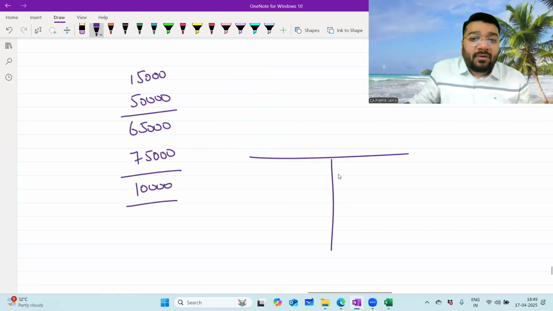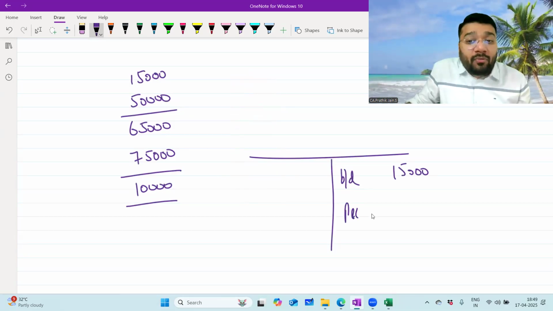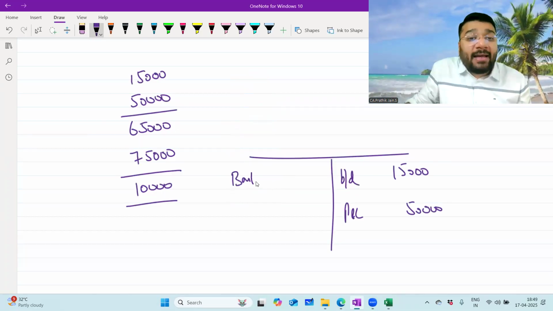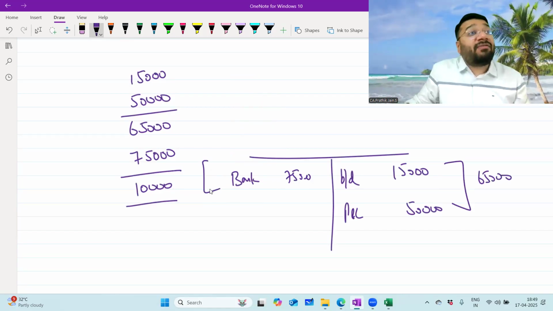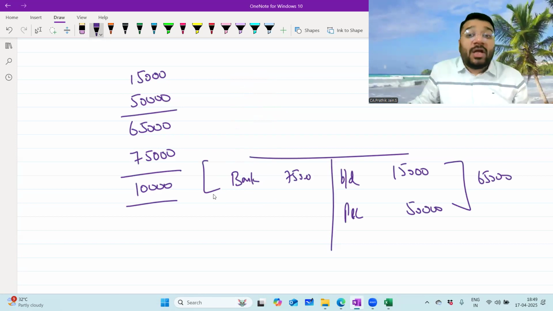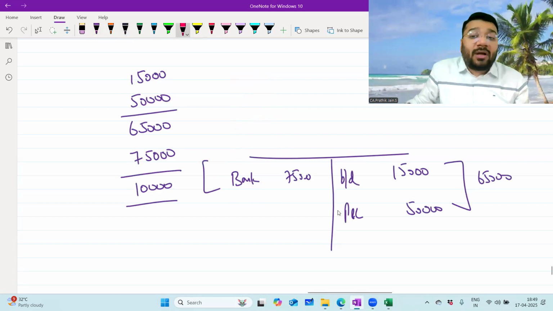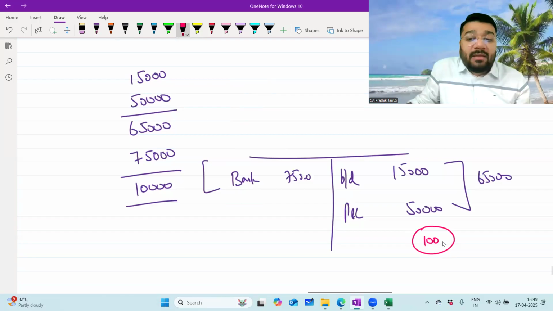Understood. Now in the ledger, how to do it? Very simple. Balance brought down 15,000. Current year provision 50,000. Tax paid to bank 75,000. You're supposed to pay only how much? 65,000. But you paid how much? 75. Extra how much? 10,000. When you tally the ledger, this will be the balance carried on.